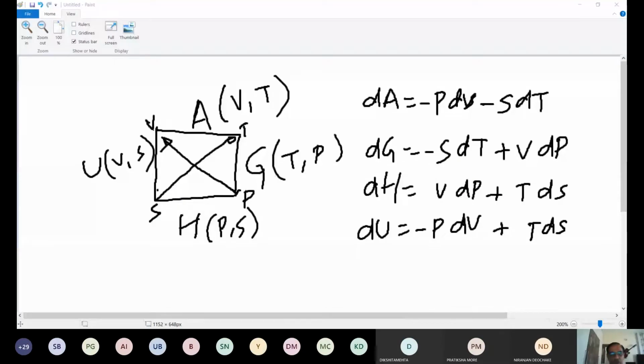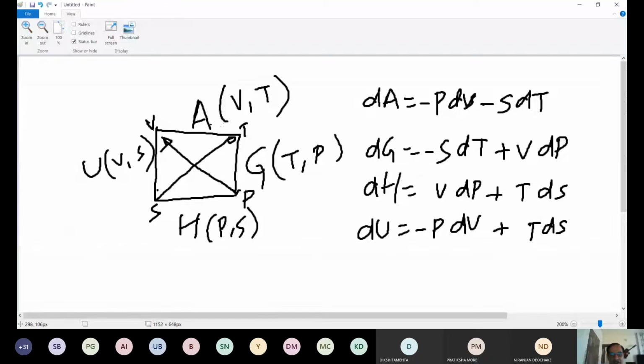Okay, so I'll repeat this. If you take the mnemonic diagram, it is a rectangle. The four sides have the energy functions A, G, H, and U. A is a function of V and T, G is a function of T and P, H is a function of pressure and entropy, and U is a function of volume and entropy. So we write these two variables V and T on two corners of this rectangle.